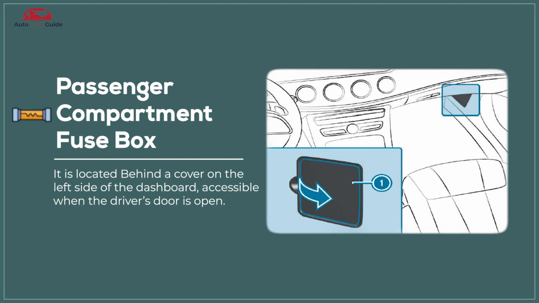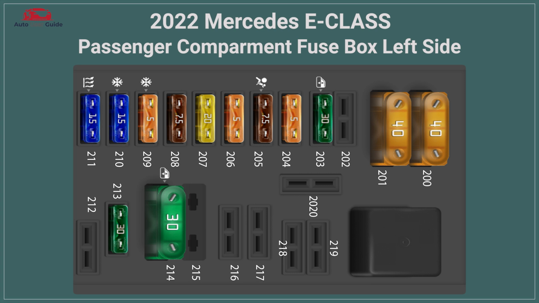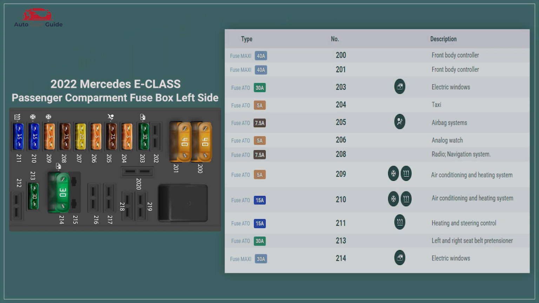Passenger compartment fuse box. The passenger compartment fuse box left side, 2022 Mercedes E-Class, controls and protects electrical circuits for interior functions like lights, infotainment, climate control, and power accessories on the left side of the cabin.